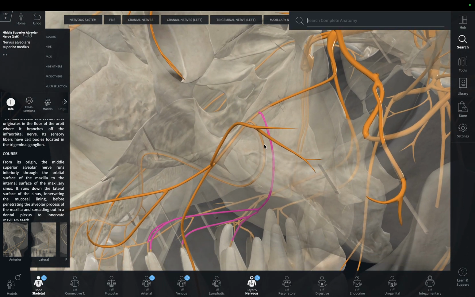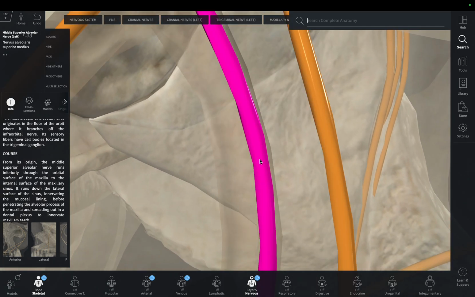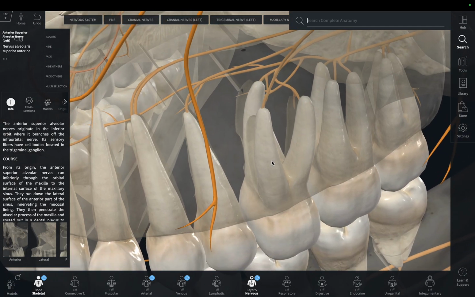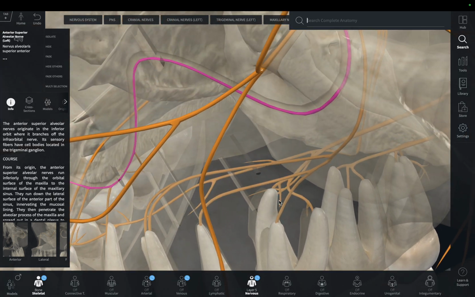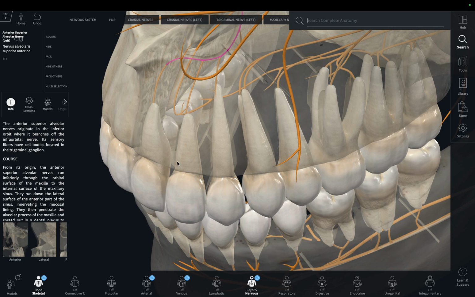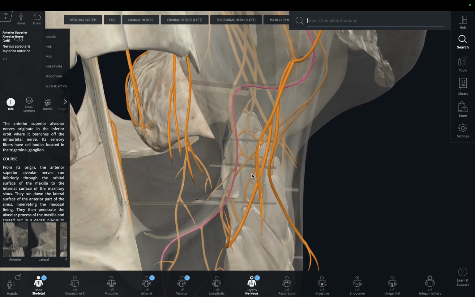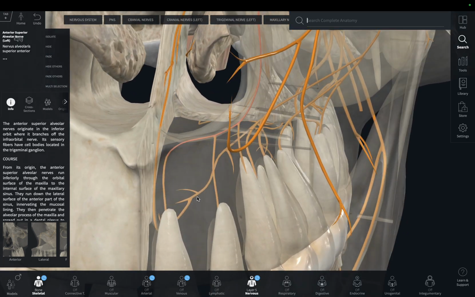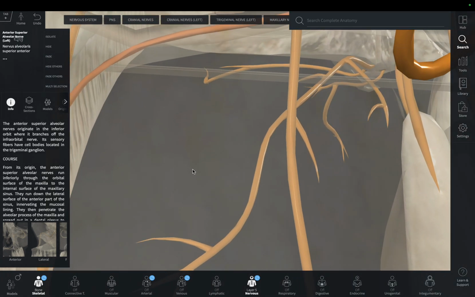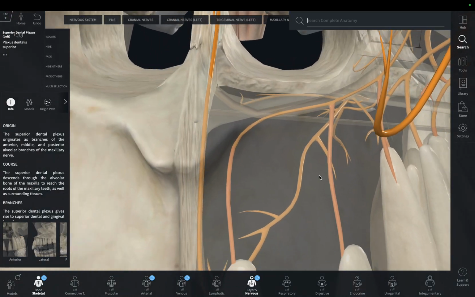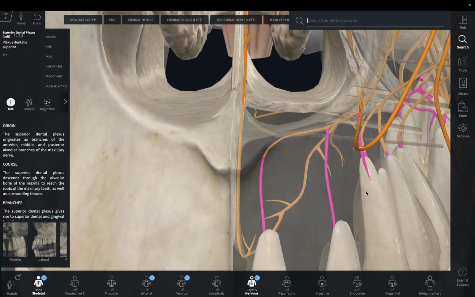If this is absent, sensation is via this nerve, the anterior superior alveolar nerve, which supplies the pulps of all the anterior maxillary teeth. And if the MSA is absent, then it also supplies the premolars and the first mesiobuccal root, MB1, of the maxillary 6. These are extensions of the nerve, known as the superior dental plexus.